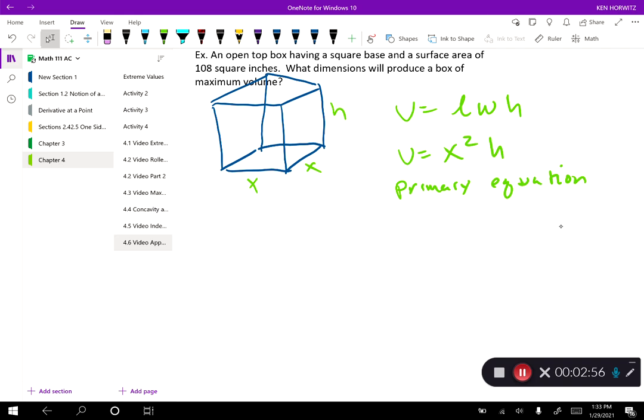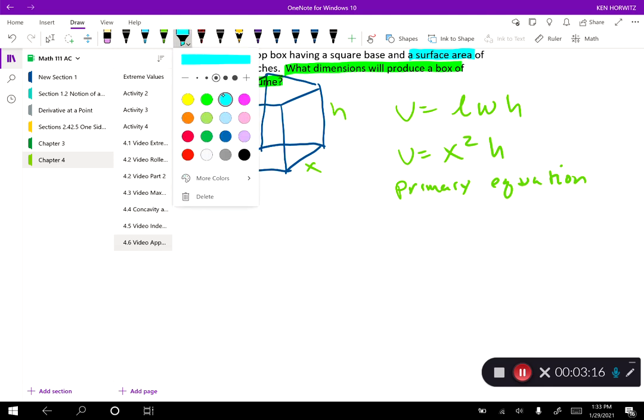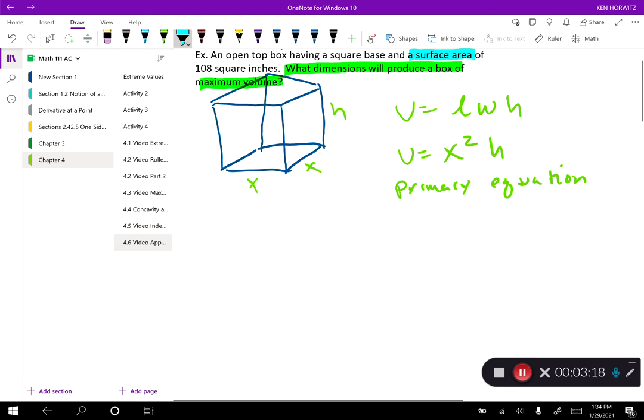Well, the problem usually gives you a reference as to what your secondary equation might be. Your primary equation is always going to be in the question of what's asked. What dimensions will produce a box of maximum volume? There's your primary equation. Usually in the problem, there's a hint as to your secondary equation. So a surface area of 108 square inches.